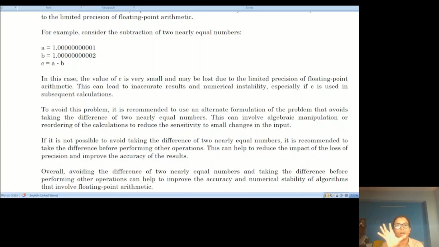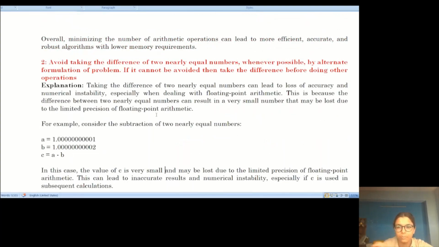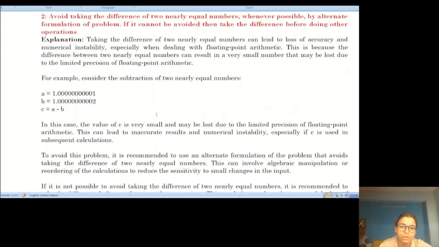So when we subtract two nearly equal numbers, it should be our focus that it is avoided before taking any measures. I mean, you have to do the other operations first, then do this operation. So I think that the second point of the second statement is also true.